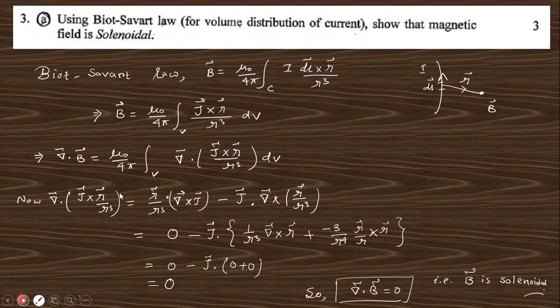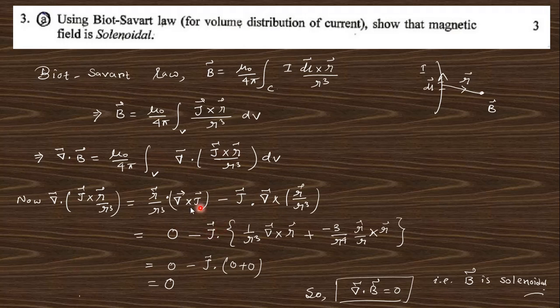Next question. Using the Biot-Savart law for the volume charge distribution, the magnetic flux is sinusoidal. We already discussed this question in the previous solution. You can see the magnetic field in the volume charge density. Just taking the divergence, you will get this curl of J equals 0, and this is nothing but written in two terms. Curl of r is 0 and r cross r is also 0. So finally you get this equal to 0.